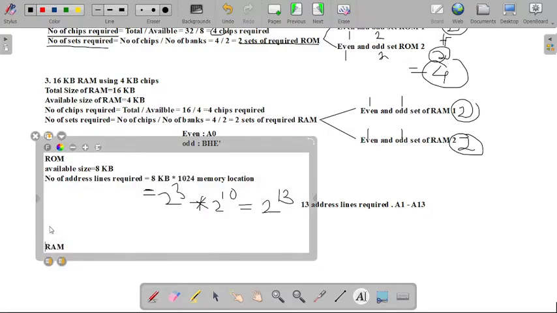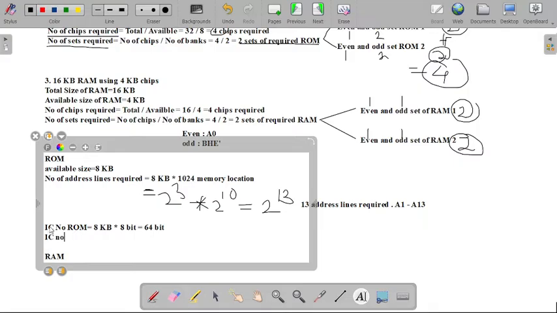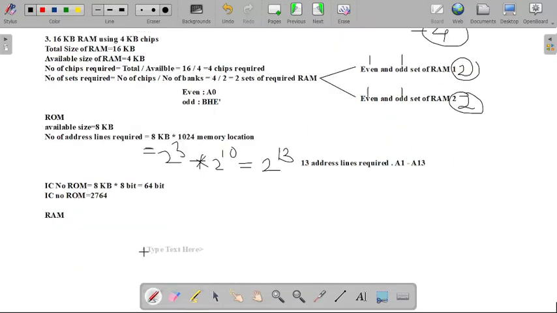Now I have to find out the IC number for our ROM. For the IC number for our ROM, I am taking here 8 KB of data into 8 bit. So 8 into 8, that is 64 bits of data. So the IC number for our ROM: I'm writing here the prefix, that is 27 for our ROM, and after that I'm writing 64. So the IC number for our ROM is equal to 2764.